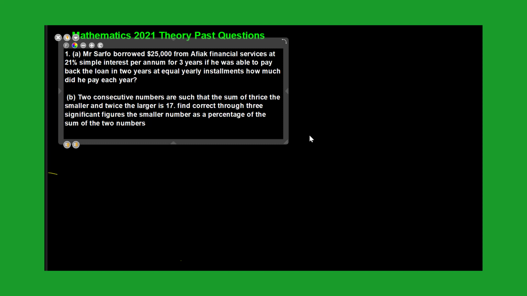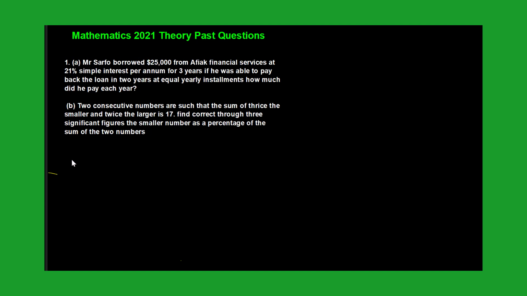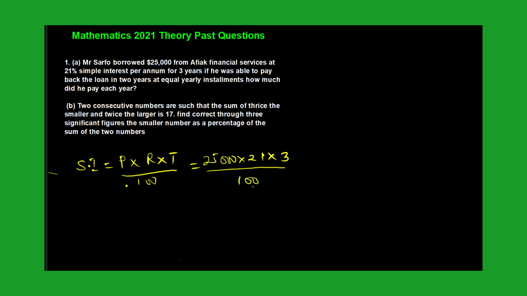I believe you all know the formula for simple interest, which is principal times rate times time, divided by 100. So simple interest equals principal times rate times time divided by 100. Our principal here is 25,000. Then our rate here is 21%. Then the time is 3 years, divided by 100. This cancels, so we are left with 250 times 21 times 3.